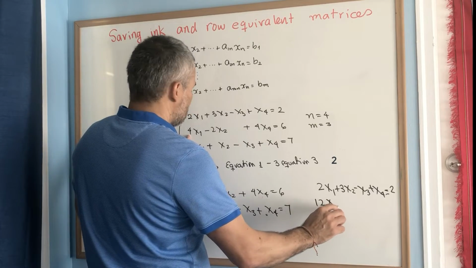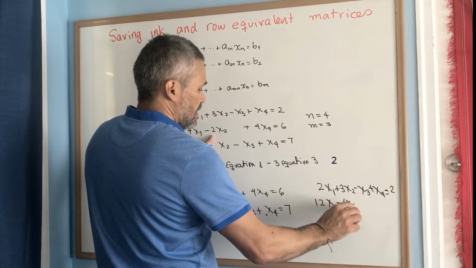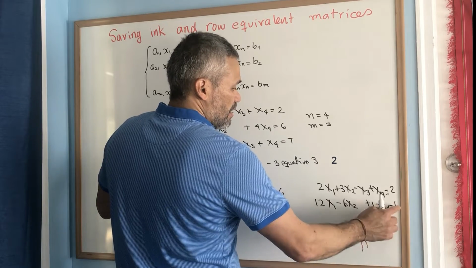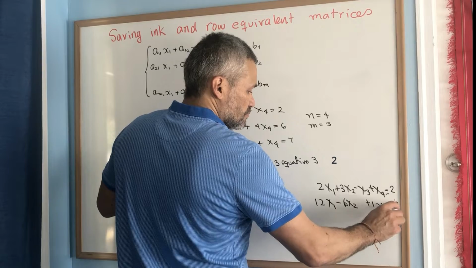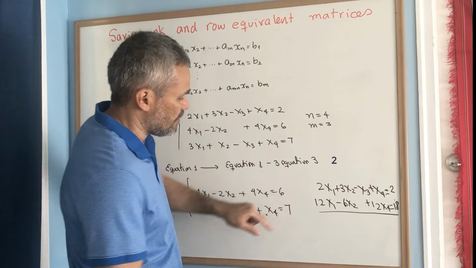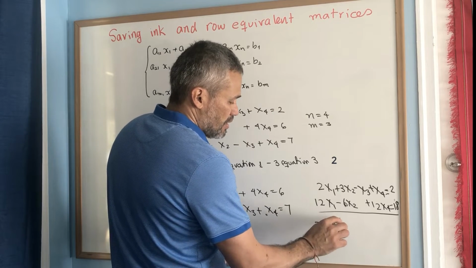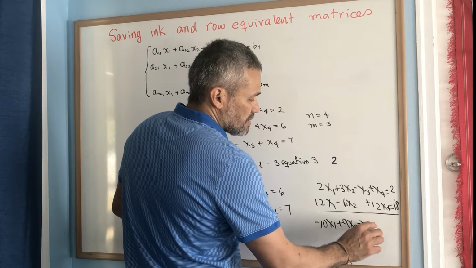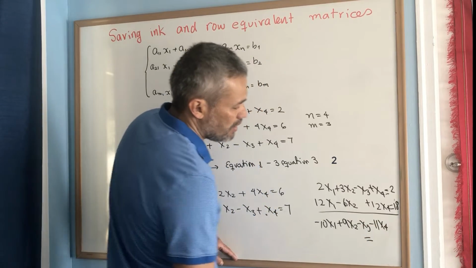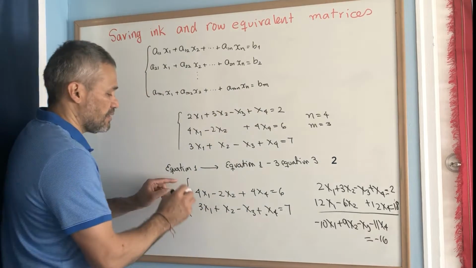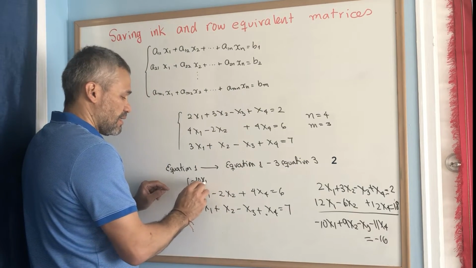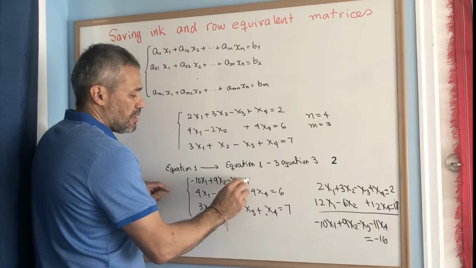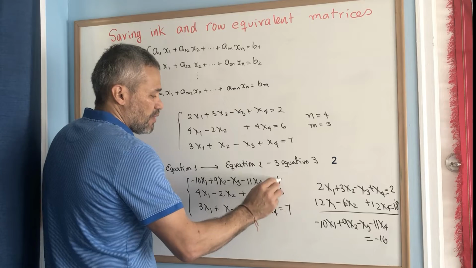It will be 12x1 minus 6x2 plus 12x4 equals 18. Then I'm doing this minus this, and I will get negative 10x1 plus 9x2 minus x3 minus 11x4 equals negative 16. Then this is the new equation 1: negative 10x1 plus 9x2 minus x3 minus 11x4 equals negative 16.